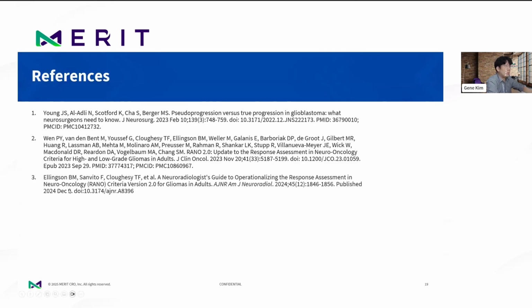And I just wanted to show a couple of references here, which are the RANO 2.0 and the newly updated 2024 Neuroradiologist Guide, which has a couple more clarifications that can be very useful for considering how RANO 2.0 can be applied.